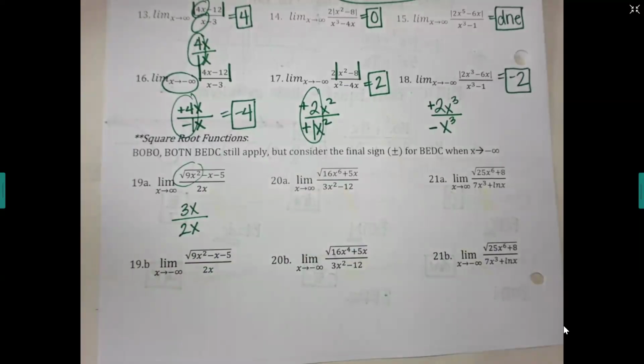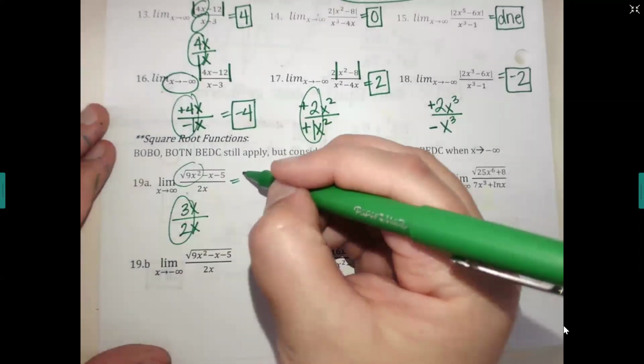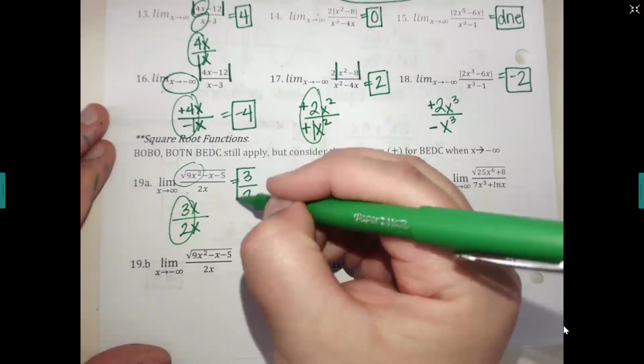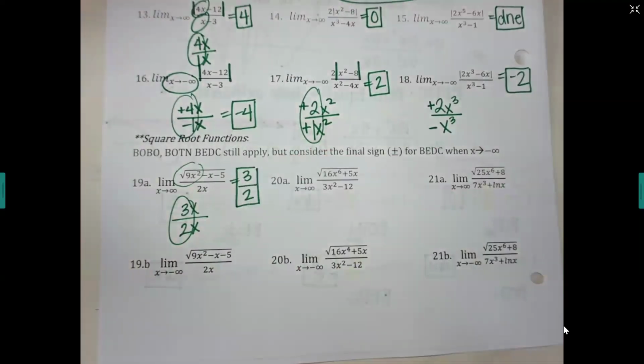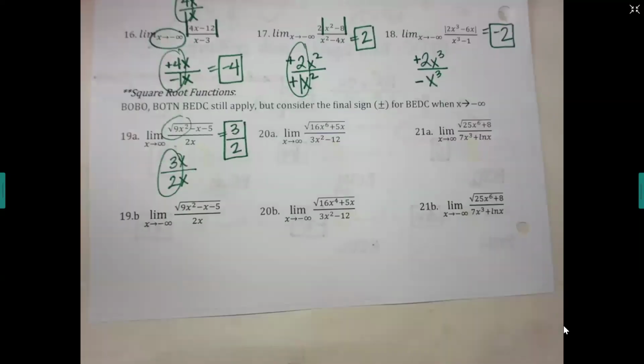Okay, Bobo, Botner, Betsy. Let's see. Betsy, 3 divided by 2 is my answer, because I'm going to regular infinity. Weird stuff doesn't happen at regular infinity. Okay, now look at B. I'm still going to get a 3x and a 2x, but what am I headed towards?